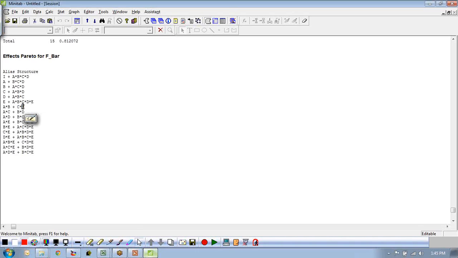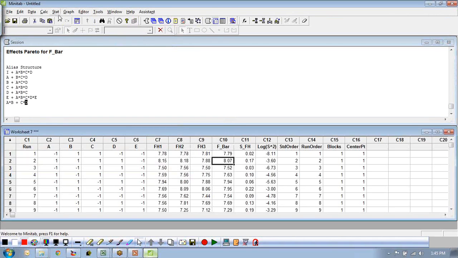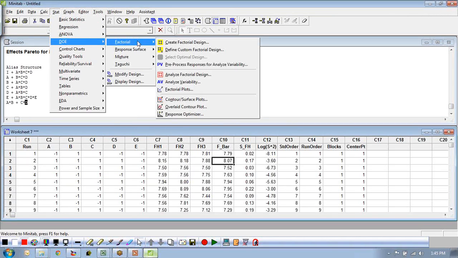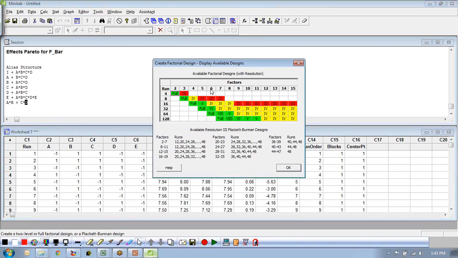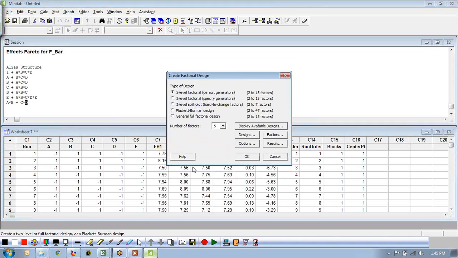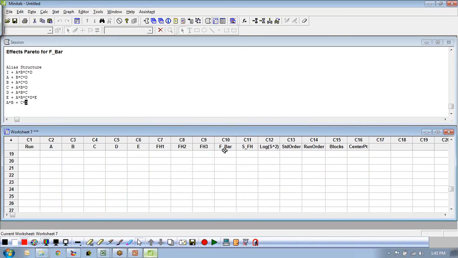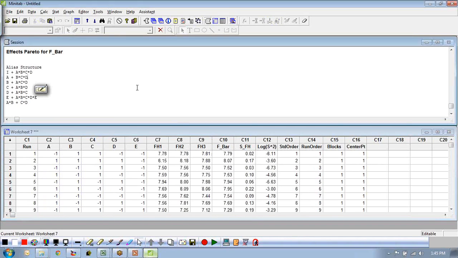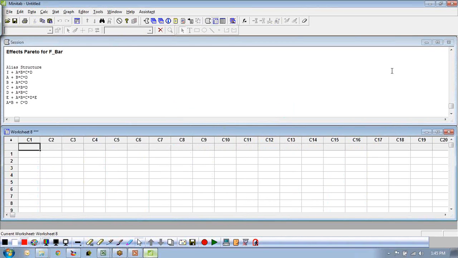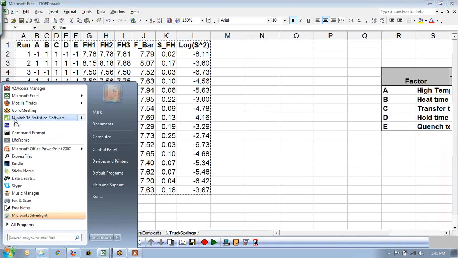So here it is right here. Let me just make sure that that's right. I don't want to give you any wrong answers here. 5 factors. No, it should be a res 5. 16 runs. My truck springs data. Something's not right. Let me try this whole thing again. Something isn't right. Start a clean Minitab so I can see it all.